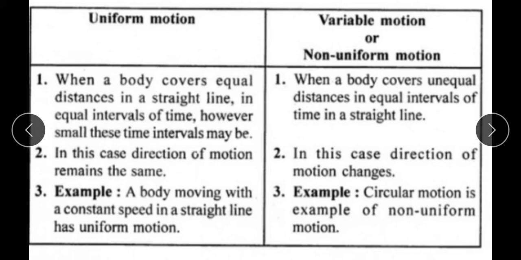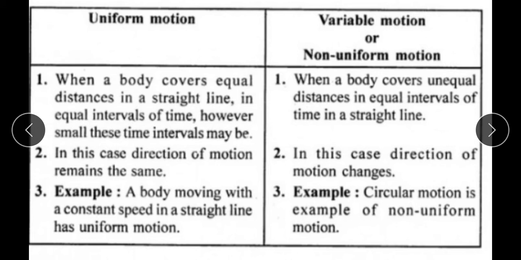When a body covers equal distance in a straight line in equal intervals of time, however small these time intervals may be, it is uniform motion. When a body covers unequal distance in equal intervals of time in a straight line, it is non-uniform. In uniform motion, the direction of motion remains the same. In non-uniform motion, the direction of motion always changes. Example of uniform motion: a body moving with constant speed in a straight line has a uniform motion.